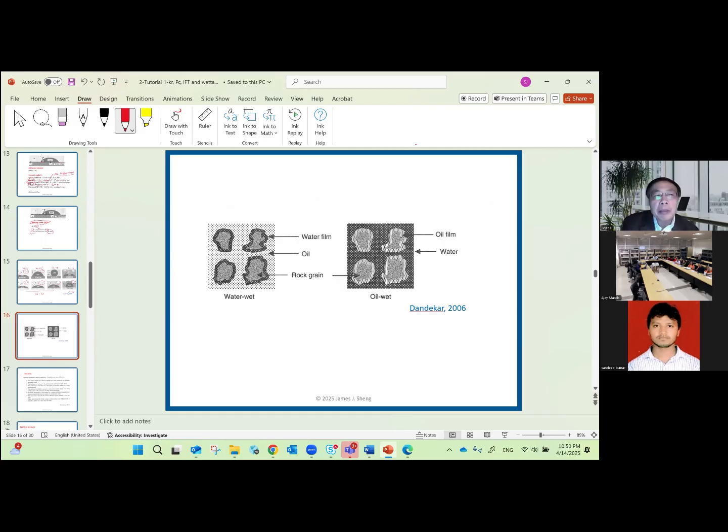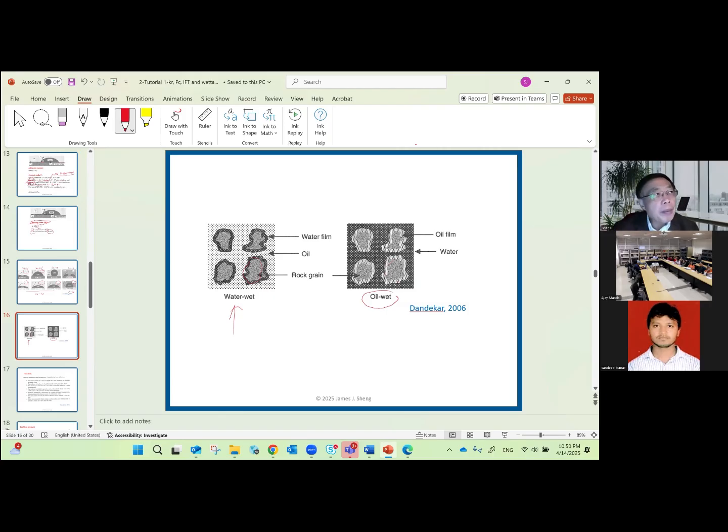What is the meaning of wet, oil wet or water wet? First, let's look at water wet. When the rock is water wet, a water film will stick to the rock surfaces. Similarly, for oil wet, an oil film will stick to the rock surfaces.